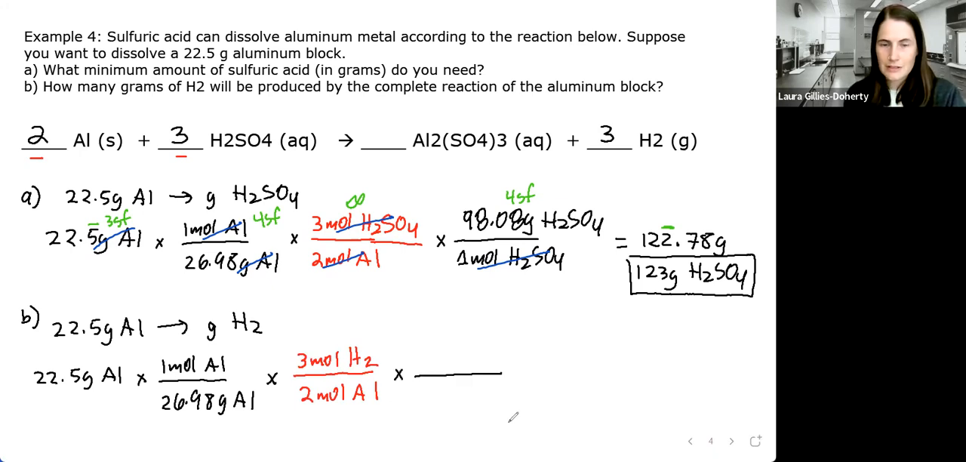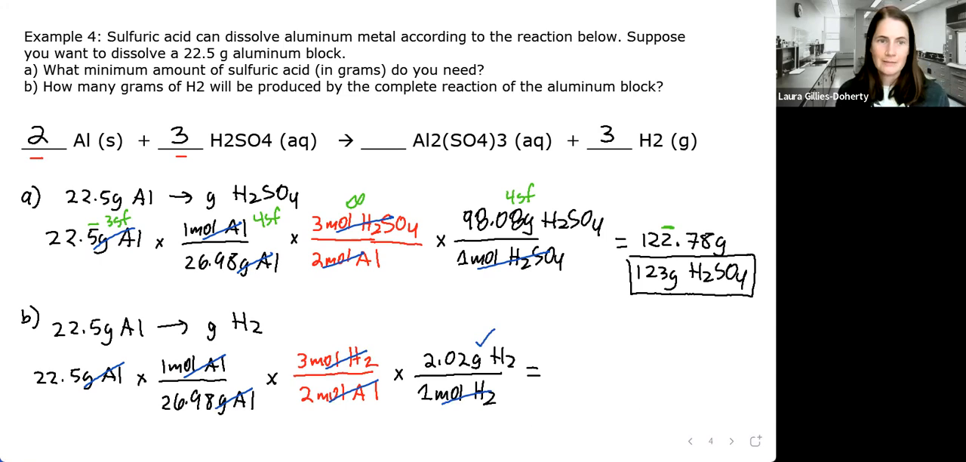And last step is to use the molar mass of hydrogen gas to figure out how many grams of hydrogen we make. So 1 mole of H2 weighs 2.02 grams. If we do a units check here, we've got grams of aluminum and grams of aluminum canceling, moles of aluminum canceling, and moles of hydrogen gas canceling to give us just grams of hydrogen gas. Okay, so let's plug everything in.